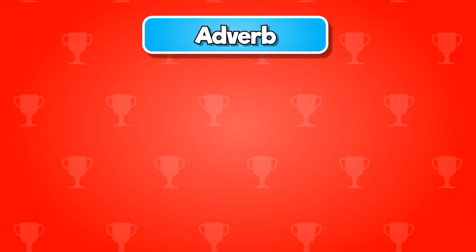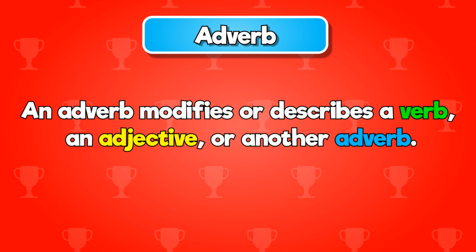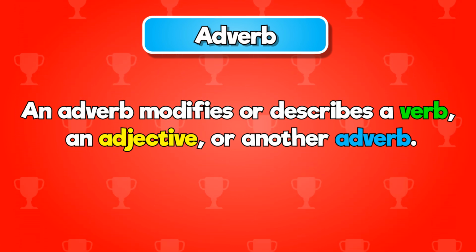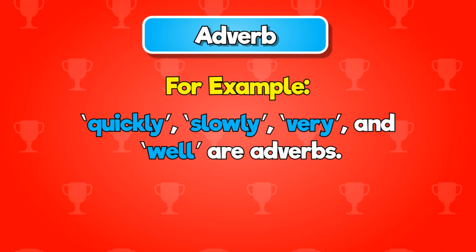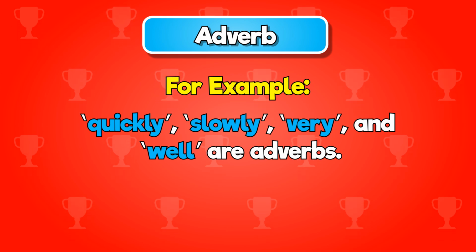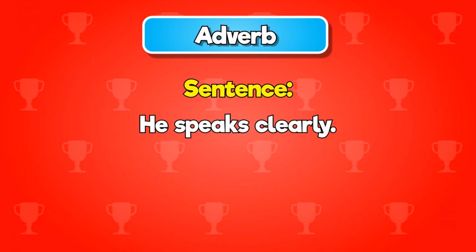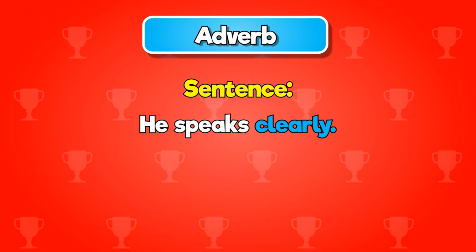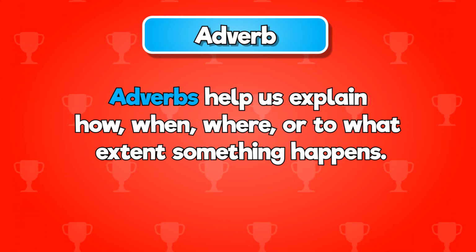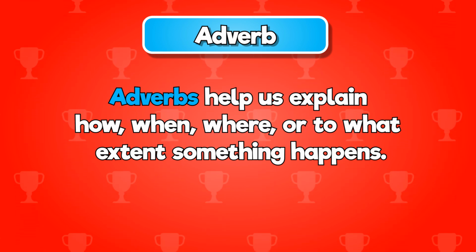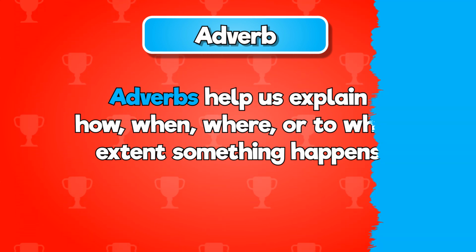Next, we have adverbs. An adverb modifies or describes a verb, an adjective, or another adverb. For example, quickly, slowly, very, and well are adverbs. Example sentence: he speaks clearly. Here, the adverb in the sentence is clearly. Remember, adverbs help us explain how, when, where, or to what extent something happens.